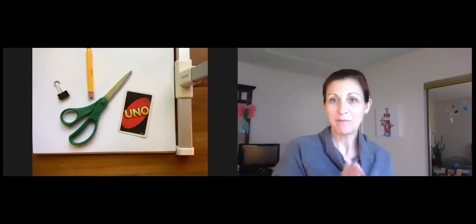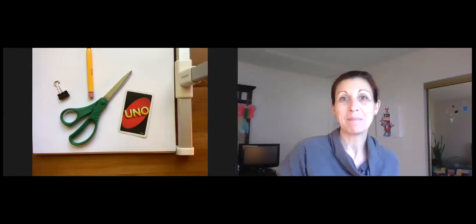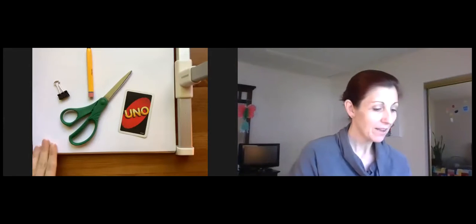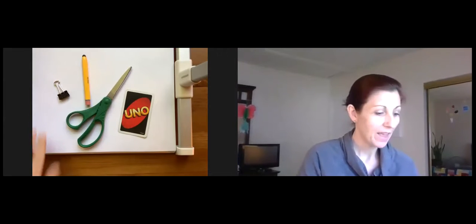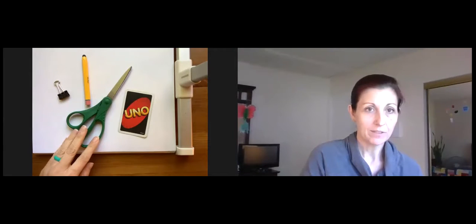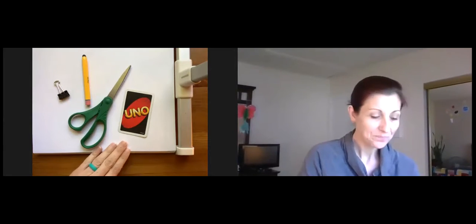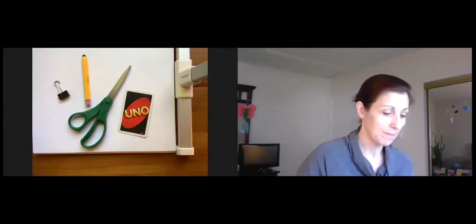All right, now that we've warmed up our bodies and minds, we're going to get started with our comparisons. So if you take a look here on my paper, I've got a couple objects that we're going to look at: a binder clip, a tablet pencil, a pair of scissors, and an Uno card. So we're going to be comparing two of these objects at the same time.